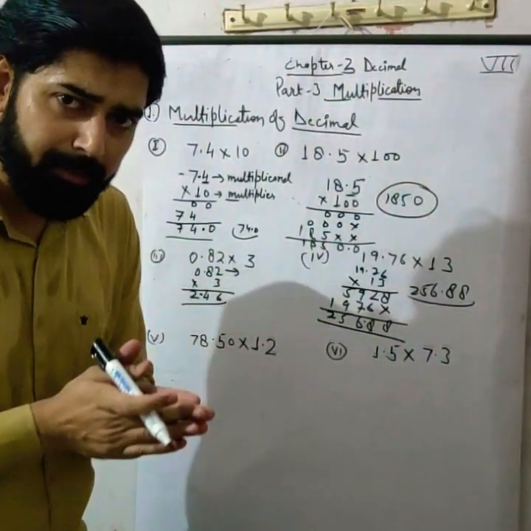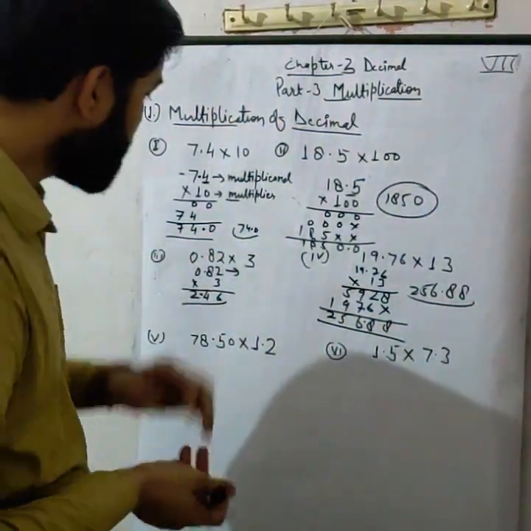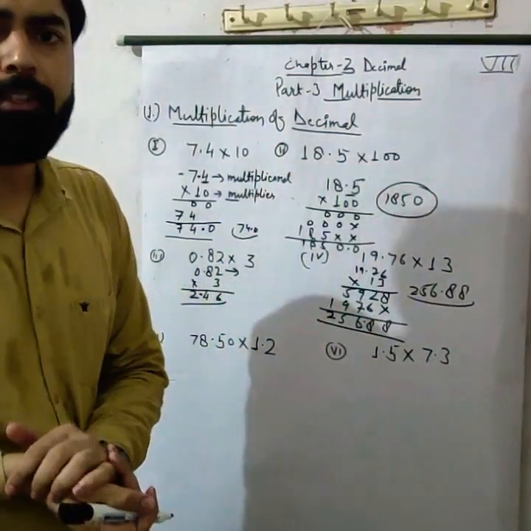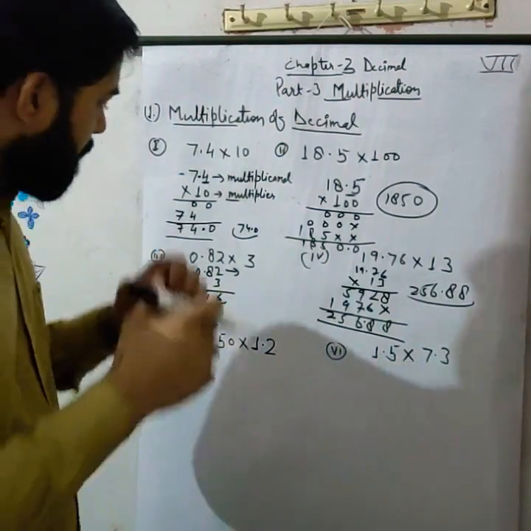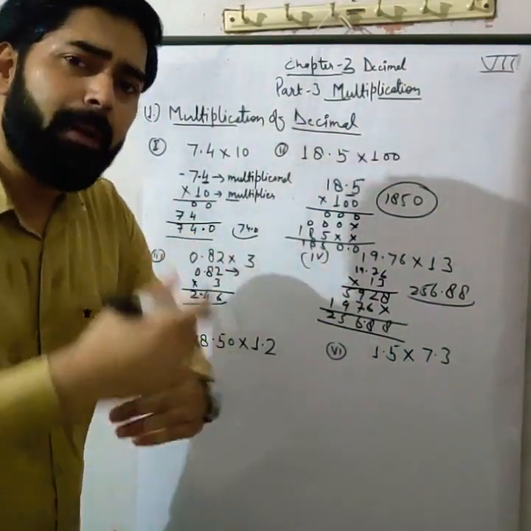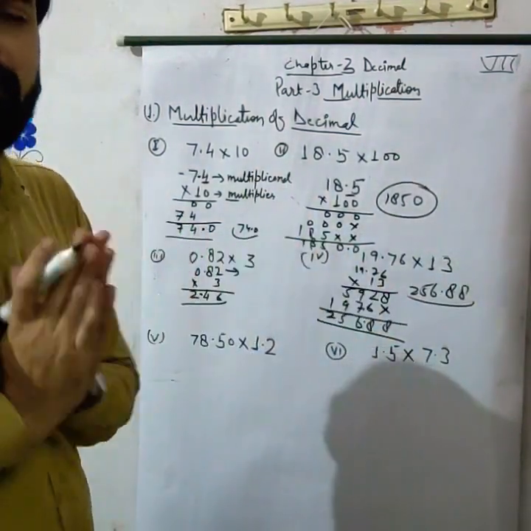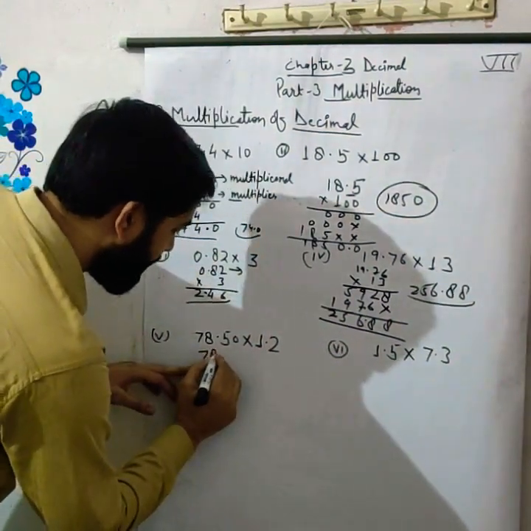Now the last type, decimal. This is a very important type, decimal. Sometimes students are confused in this type. Decimal means when the decimal is present in both the multiplicand and the multiplier. So how can we multiply? This is very easy. We can multiply easily like a simple multiplication. First, don't think about the decimal. Firstly we multiply the numbers.